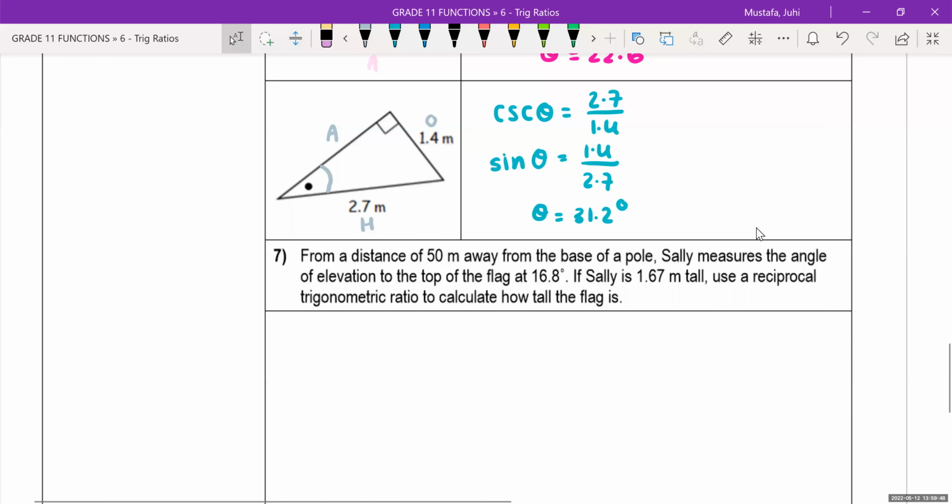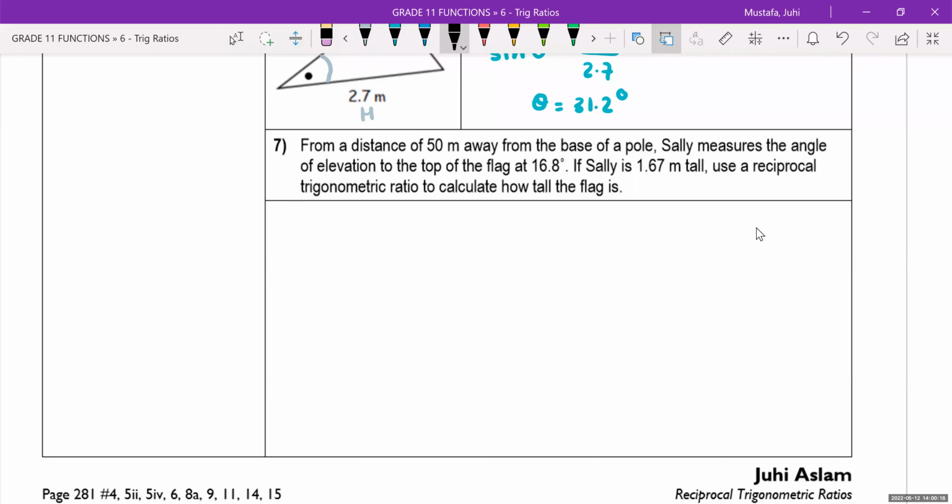Okay, so the question says, from a distance of 50 meters away from the base of a pole, Sally measures the angle of elevation to the top of the flag at 16.8 degrees. If Sally is 1.6 meters tall, use a reciprocal trigonometric ratio to calculate how tall the flag is. Okay, so let's draw a little picture. We know that there is some sort of flagpole over here, and then we know this is the ground, and we know Sally's standing there and looking up at the flagpole.